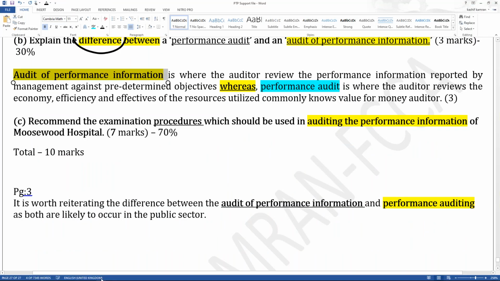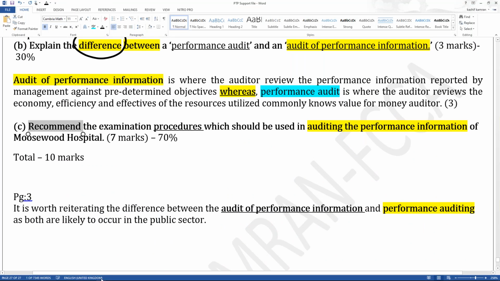So that's the first. Look at the second. Recommend the procedures which should be used in auditing the performance information. So is the examiner using the right terminology? Is the examiner saying performance auditing, or is the examiner saying auditing the performance information? Audit of performance information. So that is your syllabus, right? And you need to make 7 marks procedures. So let's start to write the procedures.